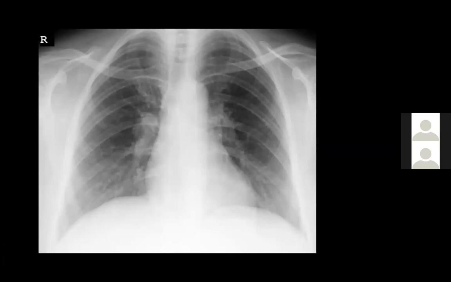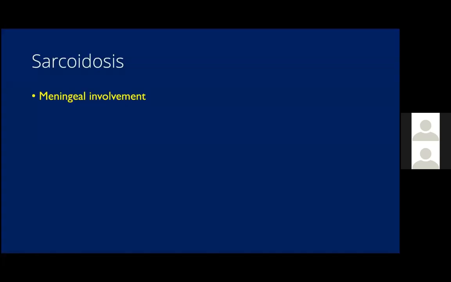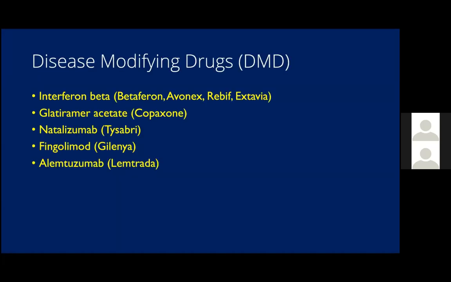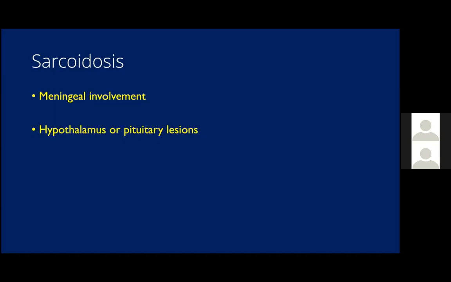So we gave a differential of neurosarcoidosis in this particular patient because of involvement of the meninges and the hypothalamic and pituitary lesions. This is another important mimic of MS that should be considered when we have MRI images and typical symptoms for these diseases.